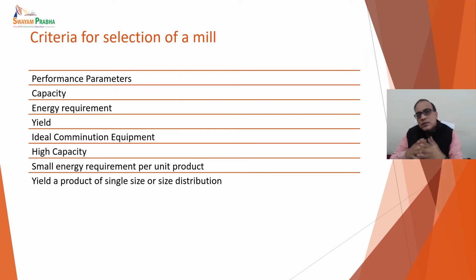Now let's see the criteria for selection of a mill. First criterion is performance parameters. Second is capacity, energy requirement, then yield. An ideal comminution equipment has high capacity and small energy requirement per unit product, because it is related to the cost. We have to see the cost effectiveness of the equipment or the entire process, and it should yield a product of single size or a uniform size distribution. So these are the criteria on the basis of which we can select a mill.